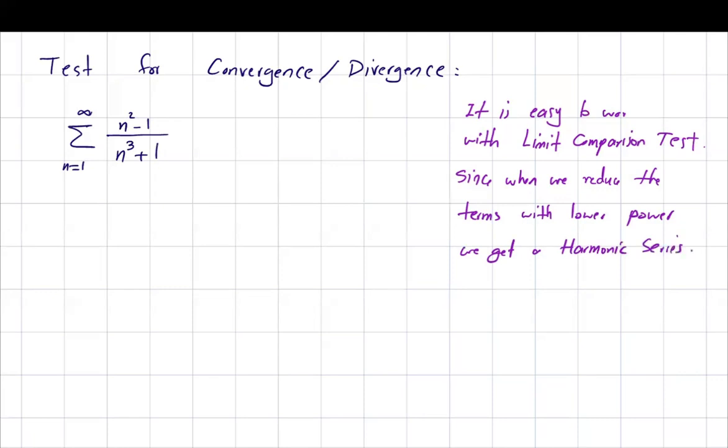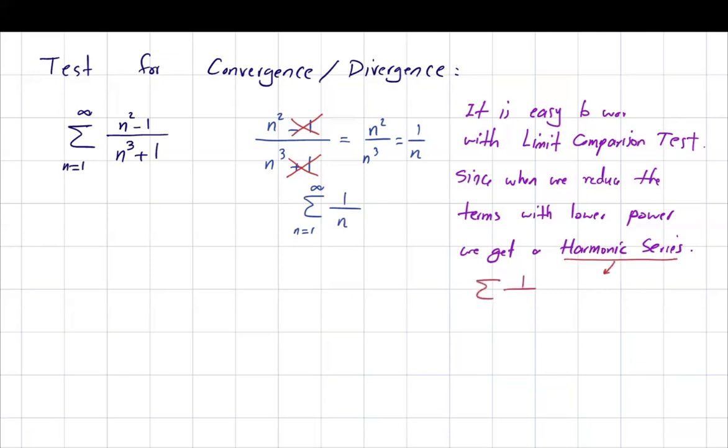So let me show you. When I try to reduce this, I'm basically getting rid of the minus 1 in n squared minus 1, and the plus 1 in n cubed plus 1. What happens? This is a constant. It goes to infinity much slower than n squared. The same goes for the constant down here. It goes to infinity much slower than n cubed. So you can reduce this to n squared divided by n cubed, or 1 over n. So this series is comparable to the harmonic series. But we already know that the harmonic series is a divergent series.